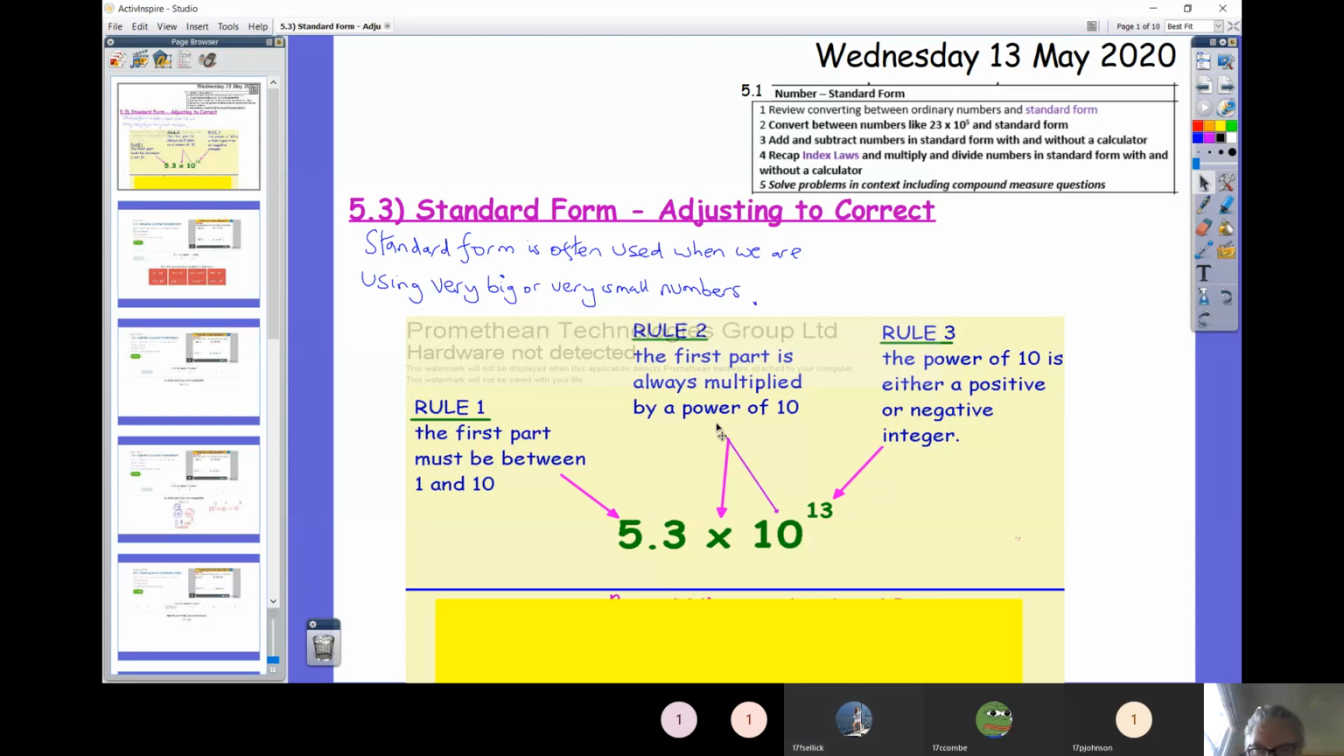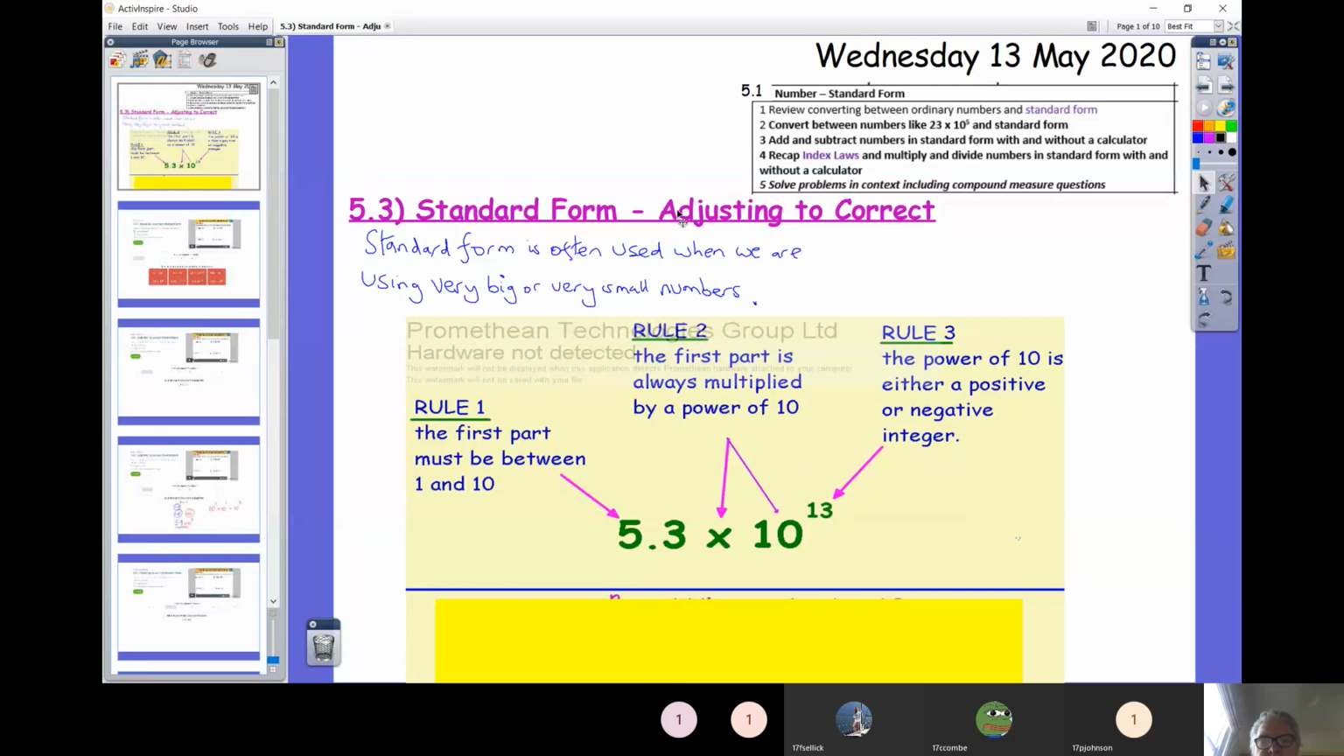So standard form. Our first lesson and our second lesson were all about changing from normal numbers to standard form, or standard form to normal numbers. And the key bit to take on board is that in standard form, this first number has to be between 1 and 10. If it isn't between 1 and 10, so it's smaller than 1 or bigger than 10, we need to make adjustments to it in order to bring that first number between 1 and 10. And that's what this lesson is all about, adjusting to correct.